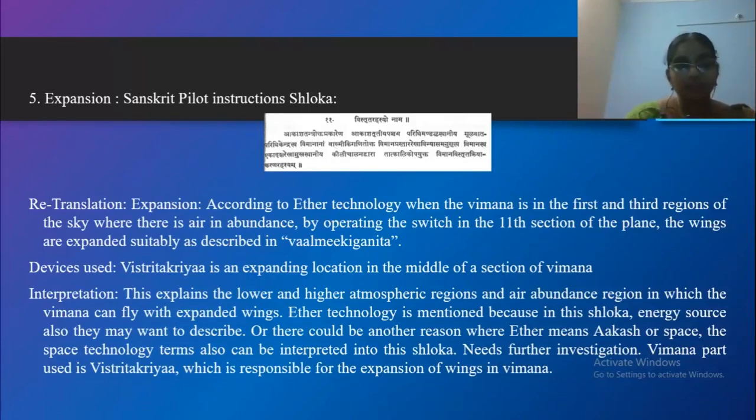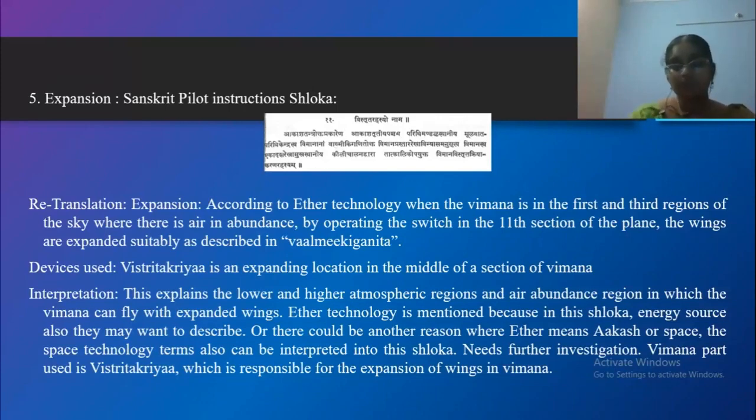So the interpretation: this explains the lower and higher atmospheric regions and the air-abundance region also. When the air comes and hits the wings, it can go at a much higher speed. Depending on that, the pilot should be modifying all these things. So they are described in which the Vimana can fly with expanded wings. Ether technology is mentioned because in this sloka they also want to describe the energy source. That's why they might have described this ether technology also.